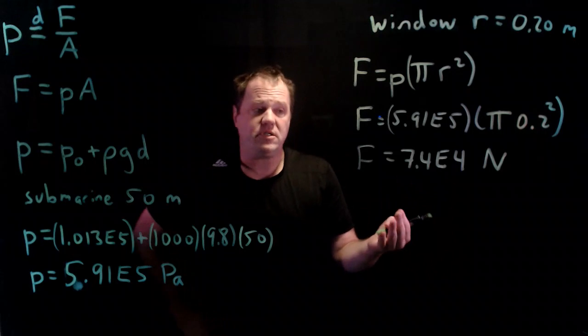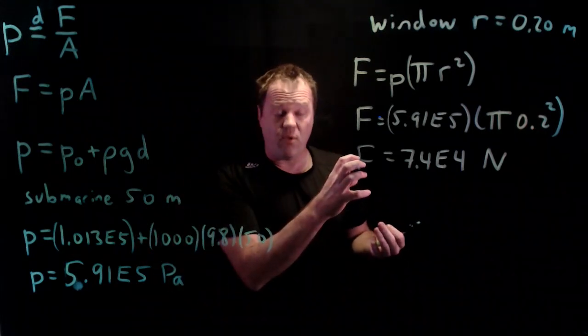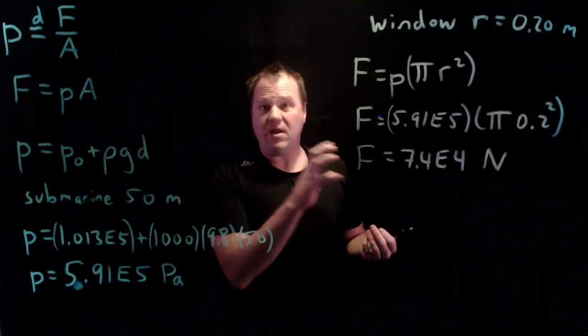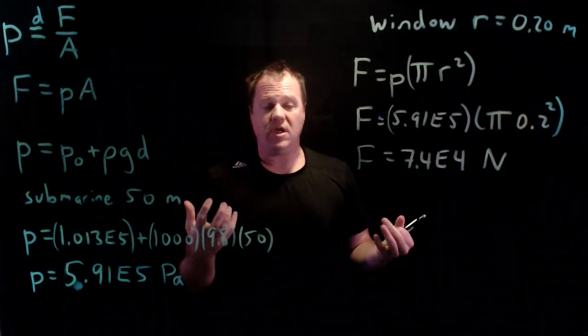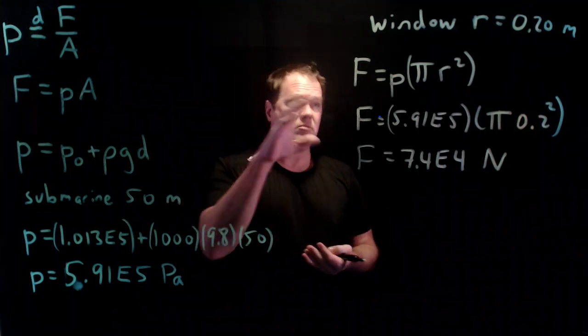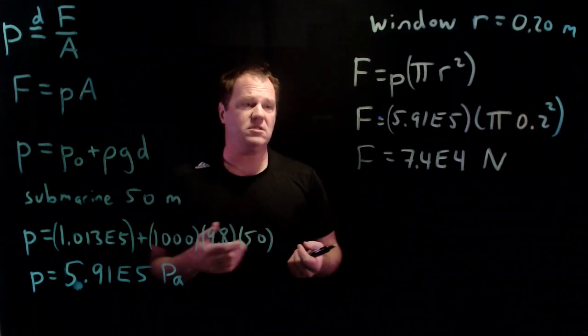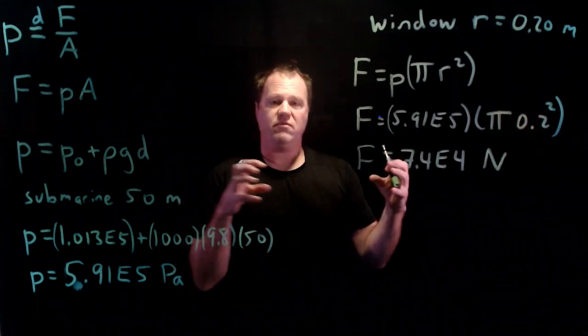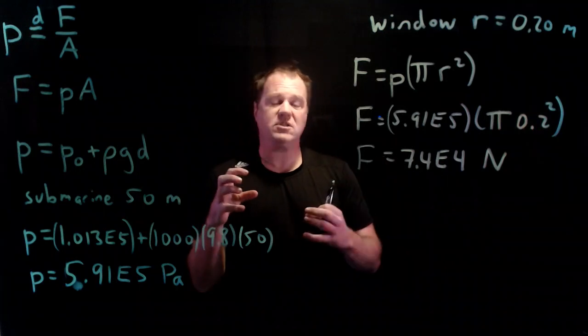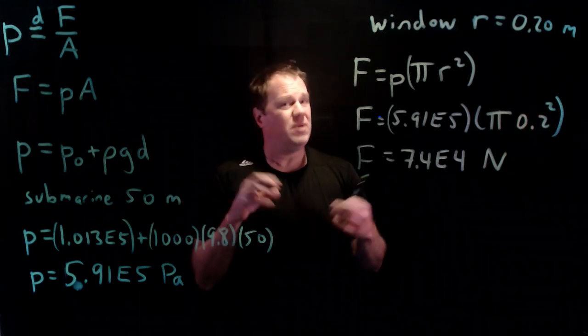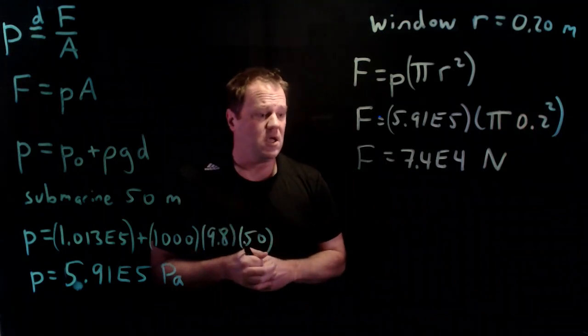There is, of course, an outward force from the air inside on the other side of the window, presumably roughly atmospheric pressure multiplied by this area. We'd have to subtract that off if we wanted to get the net force, comparing the force of the outside water to the inside air. But still, there's a lot of force on that window.